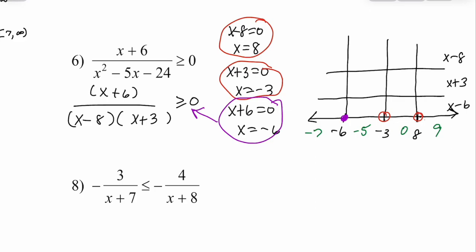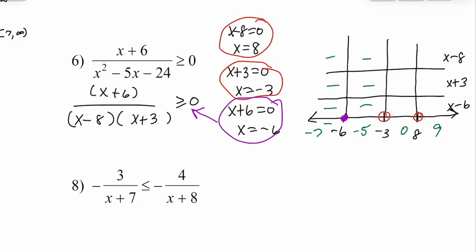Okay, so first let's start with negative 7 here. So I'm doing this region right there. If I plug negative 7 in, I get a negative, and a negative, and a negative. 3 negatives are going to multiply, or divide, and give me a negative. Okay, now let's plug in negative 5. If we plug in negative 5, we get a negative, and a negative, and a negative.